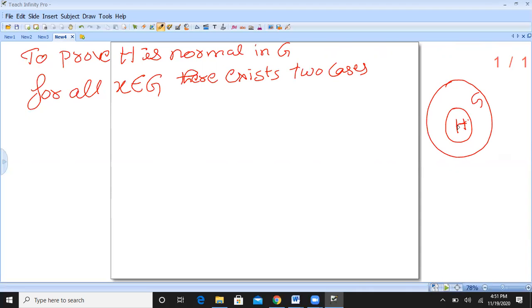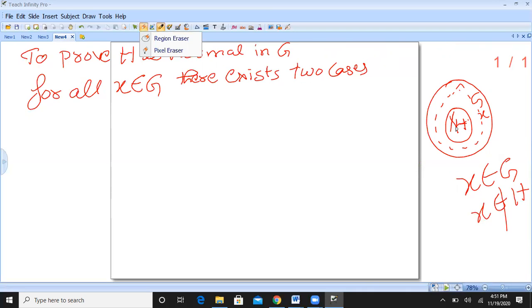So first, X belongs to G. But next, X does not belong to H again. So X belongs to G, but X does not belong to H. So you have the cases to prove.